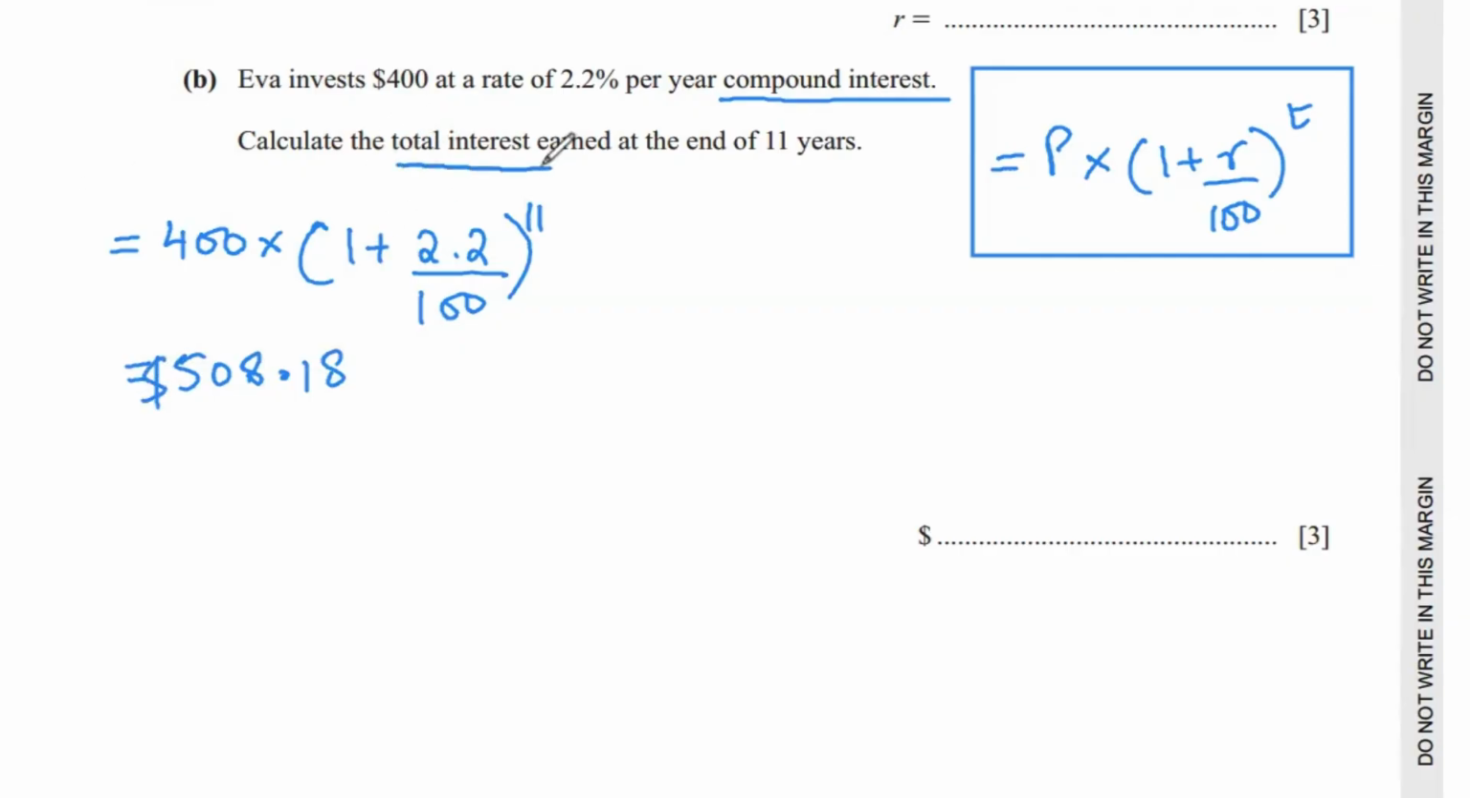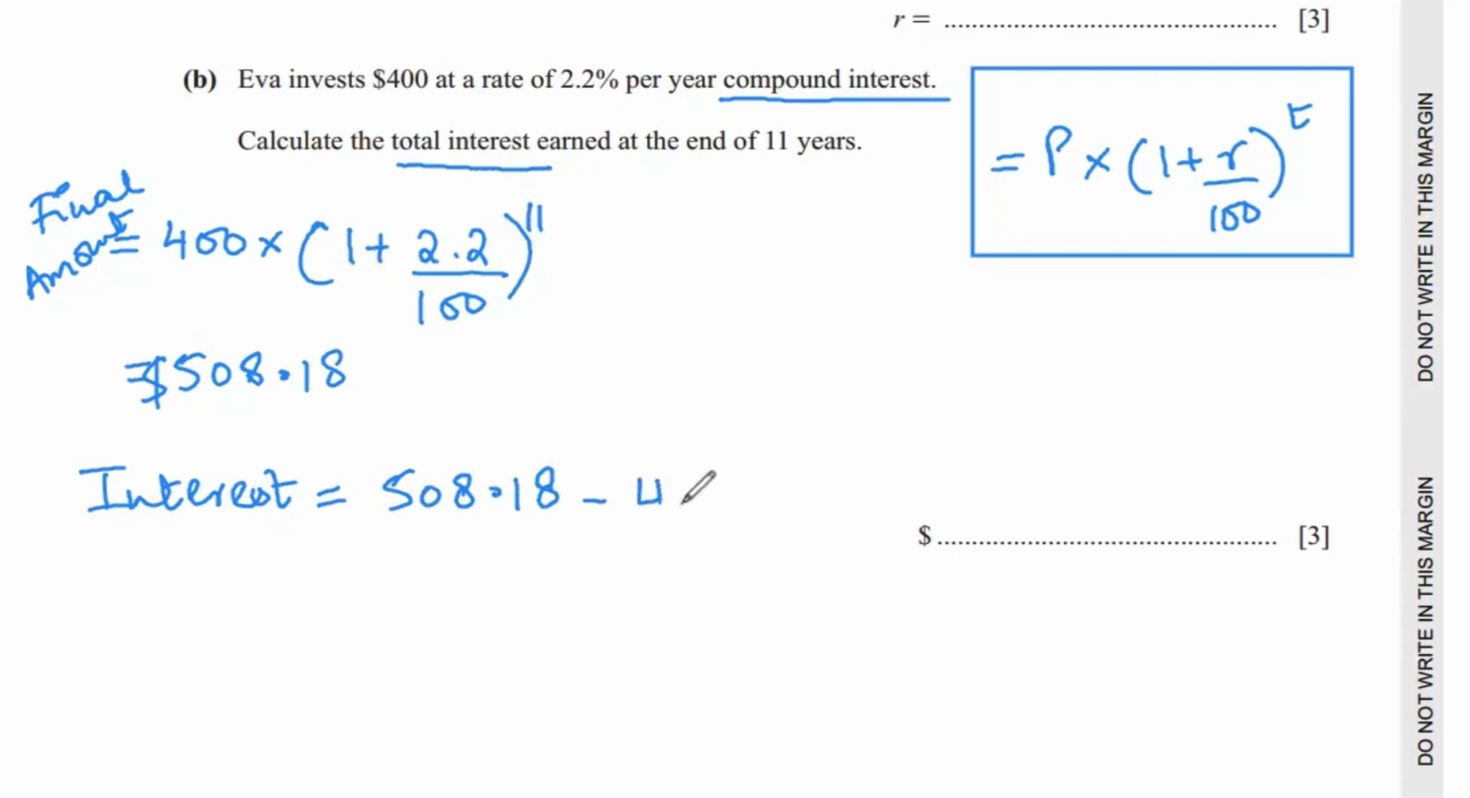They want the total interest earned. So if I write final amount, interest would be the difference of the final amount and the initial amount invested. So 508.18 minus 400, which is $108.18. So that's your answer.